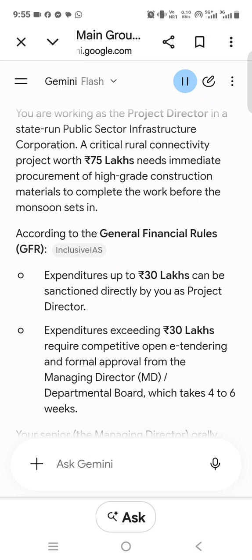4. Course of action and long-term strategy. Forensic special audit. Constitute an independent, 3-member audit team from outside the concerned block to conduct 100% verification of muster rolls and physical assets within 15 days.